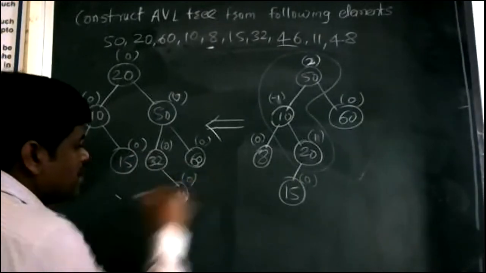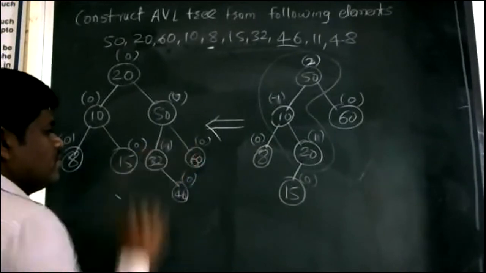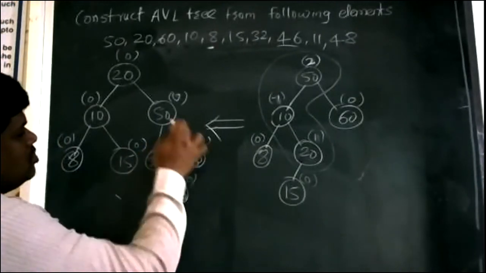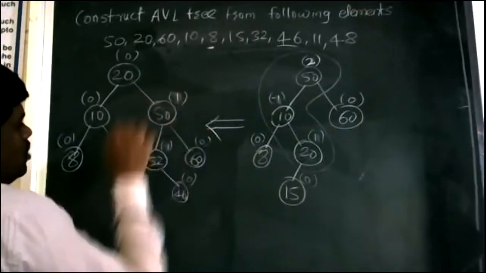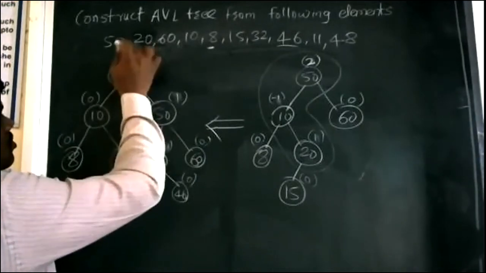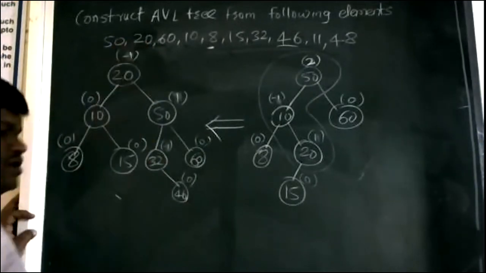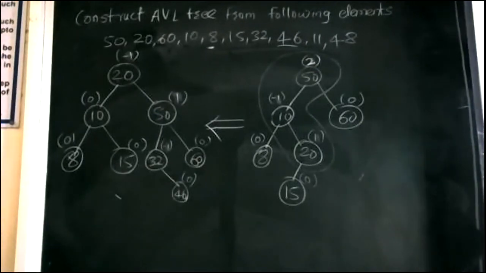Now here the balance factor is 0. Here what is the balance factor? -1. So here 0. Here 1. After that here -1. The tree is balanced. Yes. Now next, 11.